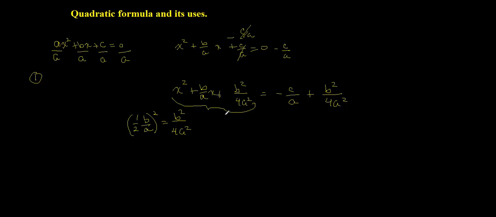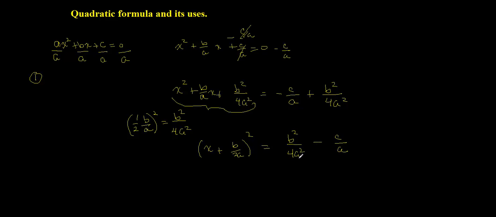So if I were to factor that, it would look something like this: x plus the square root of this term here, which is going to be b over 2a, equals this side over here. I'm going to rearrange it a little bit and put the b squared in the front. You will see why in a little bit. b squared over 4a squared minus c over a.